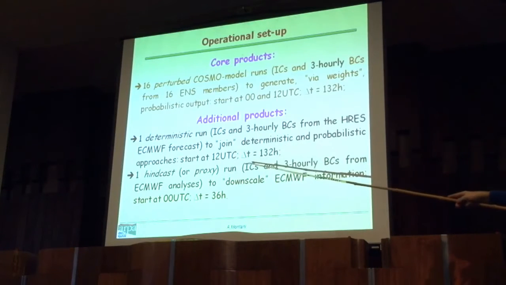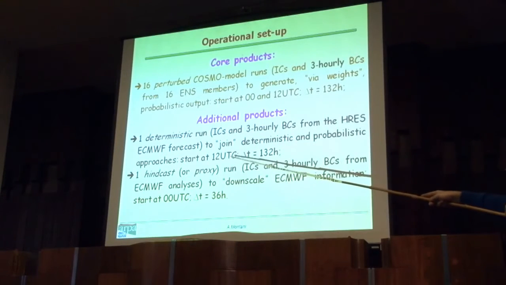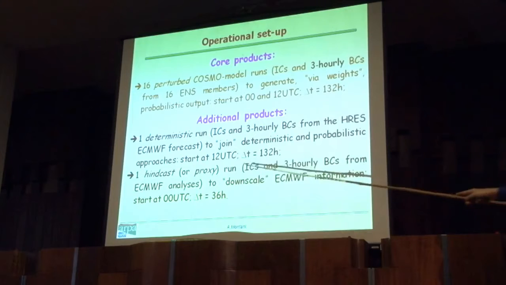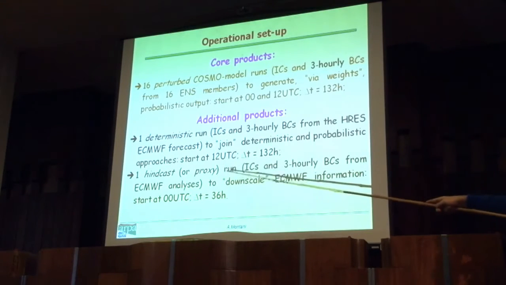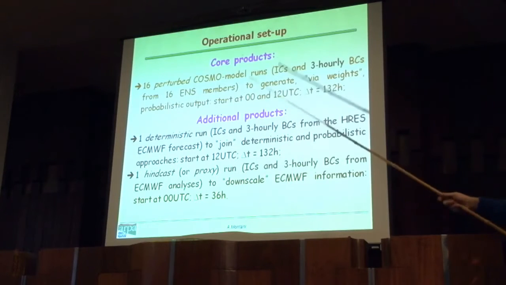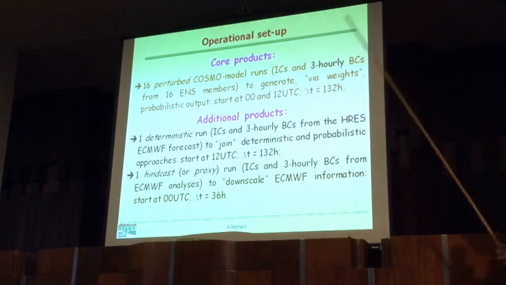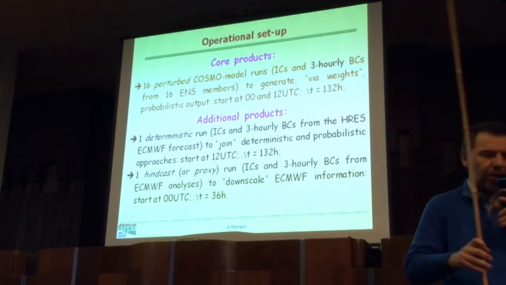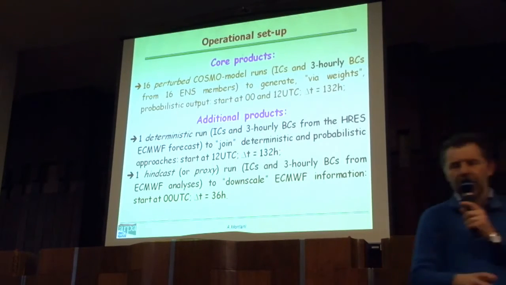And it has in a way the same features as the operational run, and it runs twice a day. So not only 12 as is written here, but 0 and 12. And then there is also, this is not in real time, a proxy run in which we run the model nested on analysis, just to have a sort of downscaled ECMWF analysis, a reference run which we then use for verification.